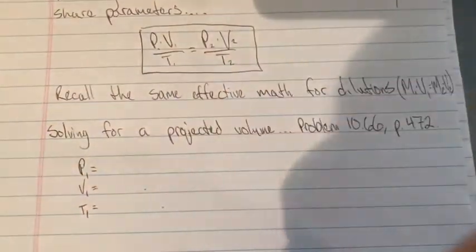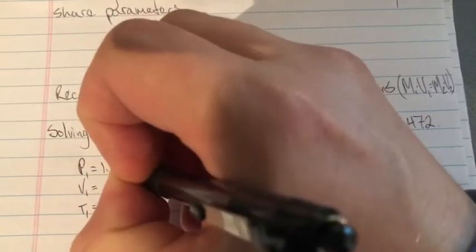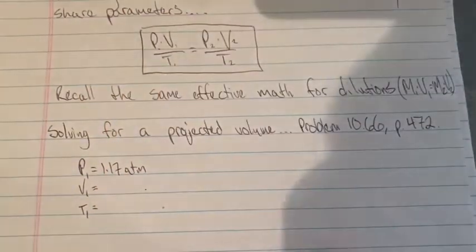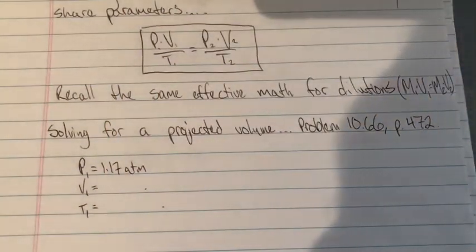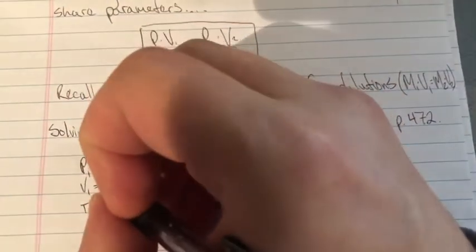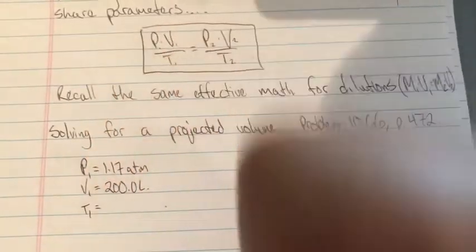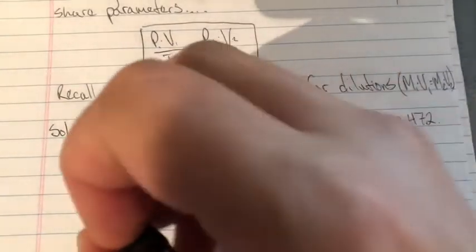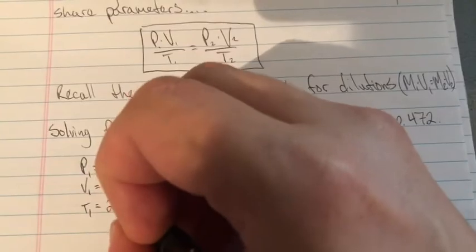So P1, V1, and T1. P1 is going to be 1.17 atmospheres, so slightly higher than normal atmospheric pressure at sea level. V1 is going to be equal to 200 liters. Okay, and then the temperature is going to be 293 K.